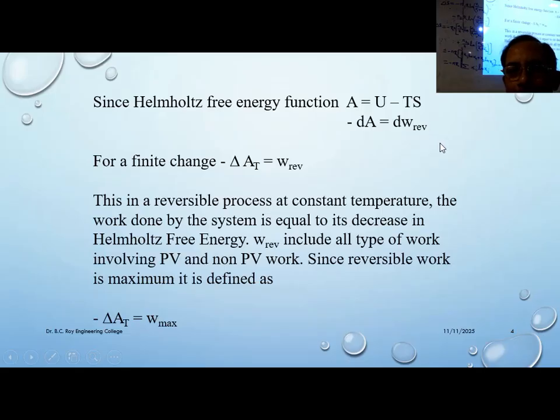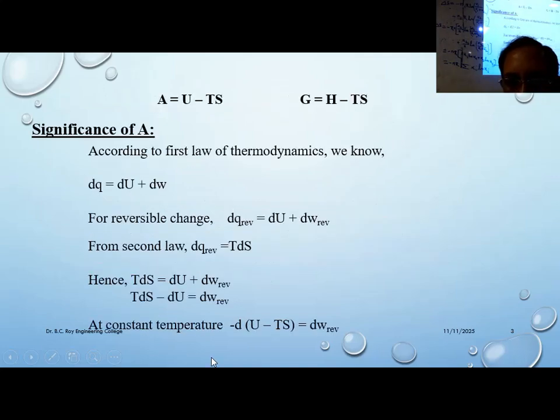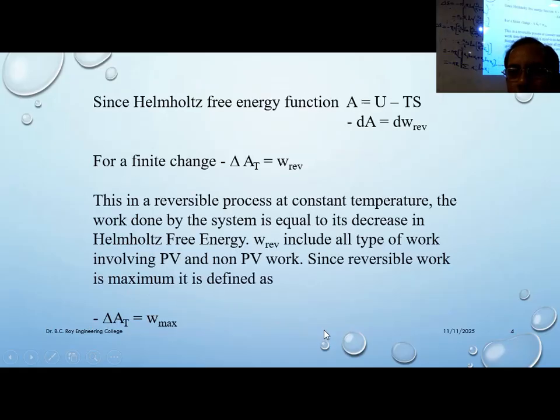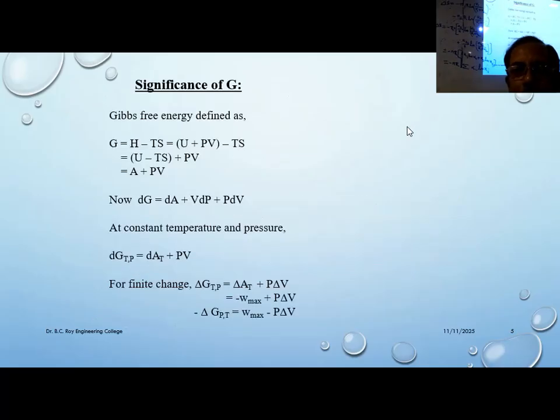Now, we take A equal to U minus TS, that is my original Helmholtz free energy. This work function is also called the Helmholtz free energy, and another one is Gibbs free energy. So this Helmholtz free energy, if I take it, then from the last formula, dA equal to dw reversible. Actually, more important for us is this Gibbs free energy, G equal to H minus TS, and I can just look at it here, and after that I will do it on the board. I think it will be better.